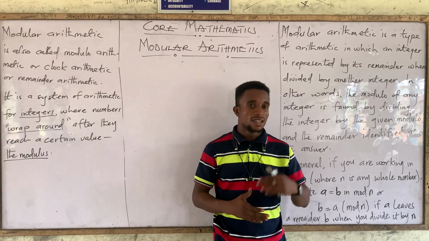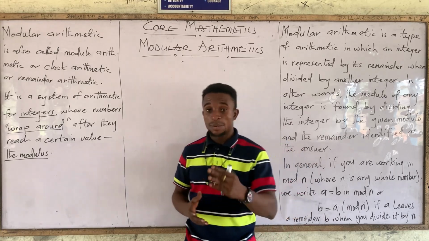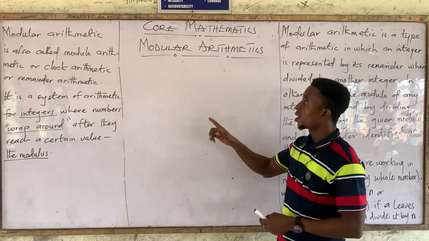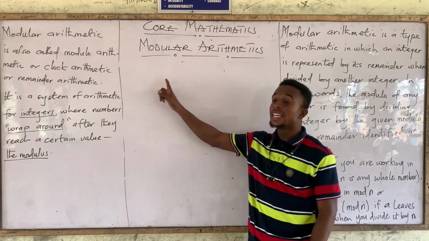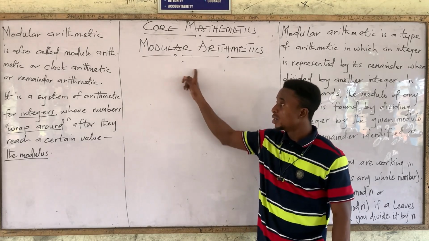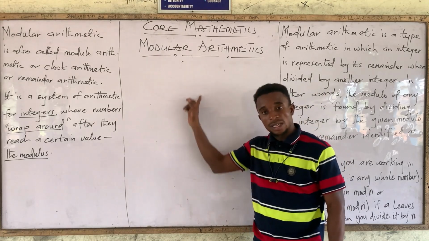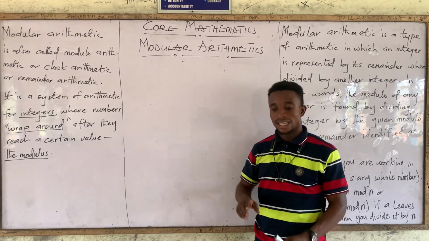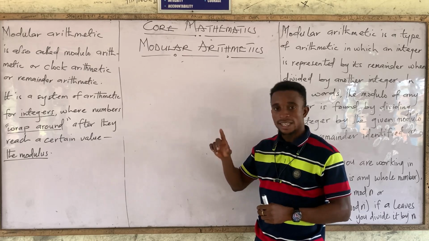Are we getting that? A typical example is our clock. You see the hour hand, it will be reading from 0, then it will come to 12, then it starts again. So you see it moving in that cyclic form. Are we getting that? Immediately it gets to 12, it starts again.